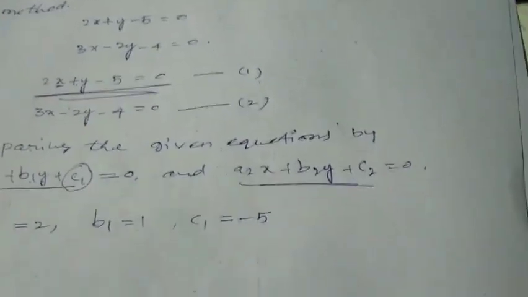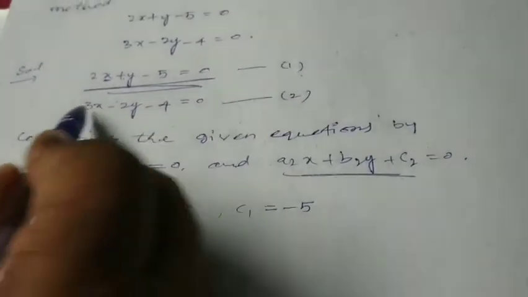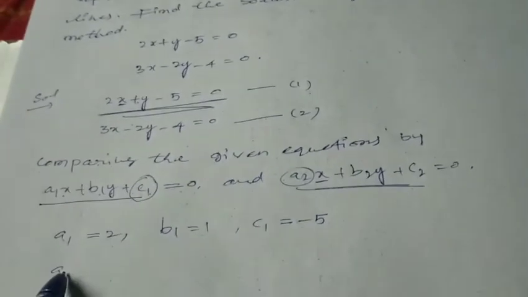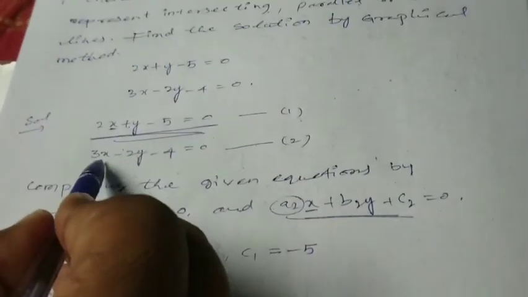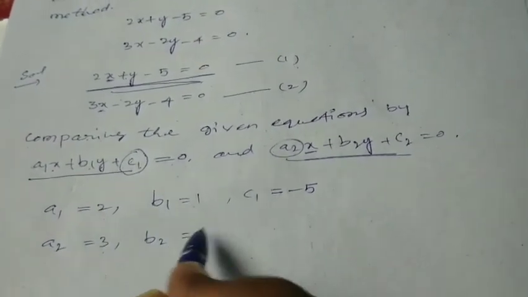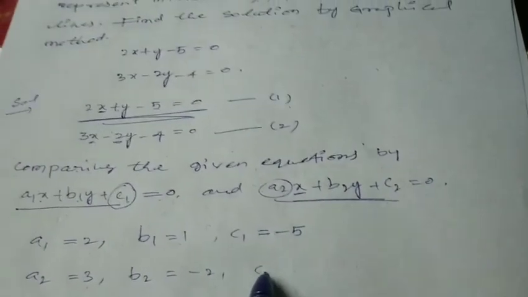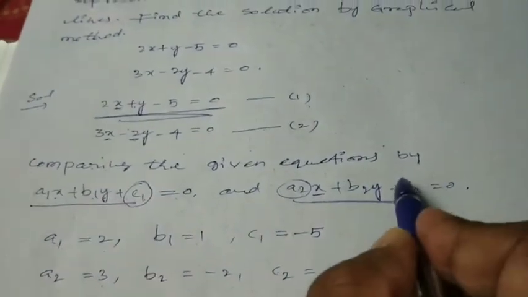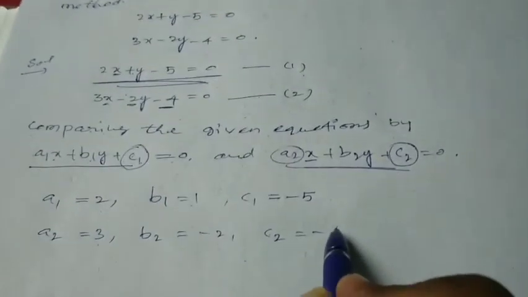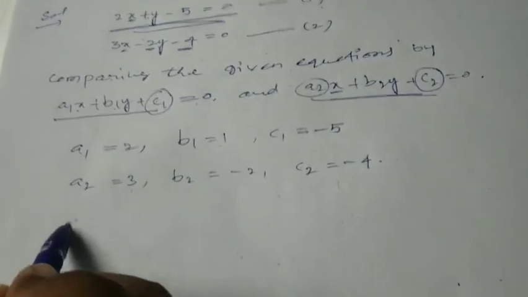So minus 5. Now compare with the second equation. Here the coefficient of x, a2, is equal to 3. Next, b2 is equal to minus 2. c2 is the constant term, and here the constant term is minus 4. Okay, now we are going to find their ratios.